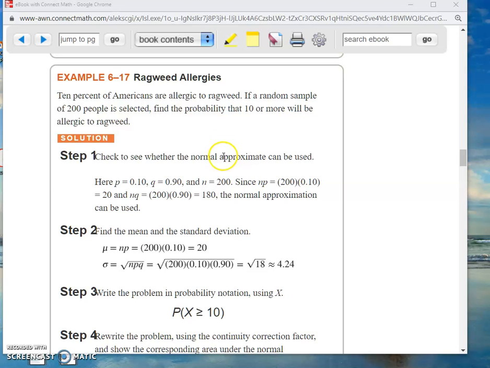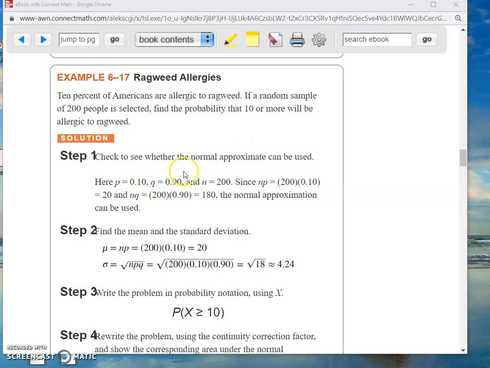Before you learned about the normal distribution, you'd have to say, well, gosh, 10 or more out of the 200. One way you could look at it is that 10 or more is the complement of 0, 1, 2, 3, 4, 5, 6, 7, 8, 9 not being allergic. So it's the complement. You could solve it that way and make it a little more feasible, but it'd be a horrible calculation to get the probability of 0, the probability of 1. It would just make you nuts. So we're going to see how easy this is using the approximation.